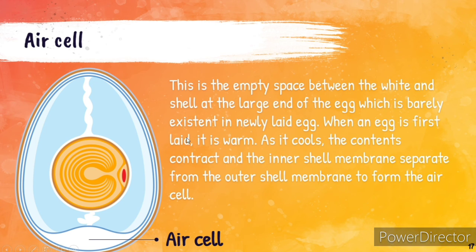Next is the air cell. This one is the empty space between the white and the shell at the large end of the egg here. When an egg is first laid, it is warm. As it cools, the contents contract and the inner shell membrane separates from the outer shell membrane to form the air cell.